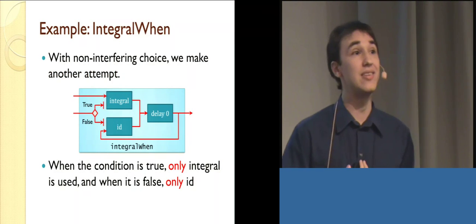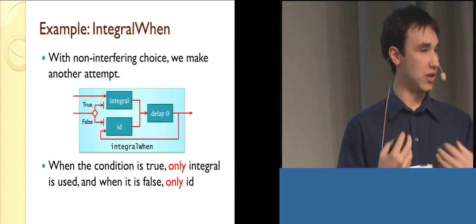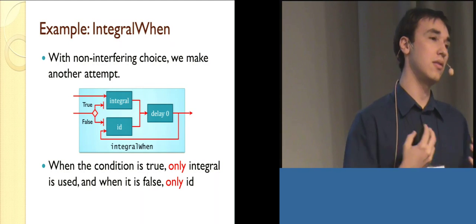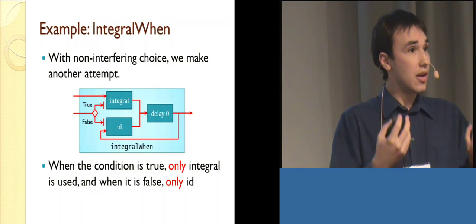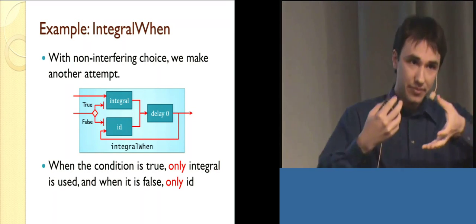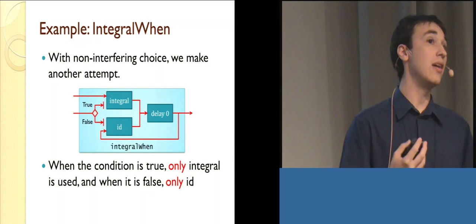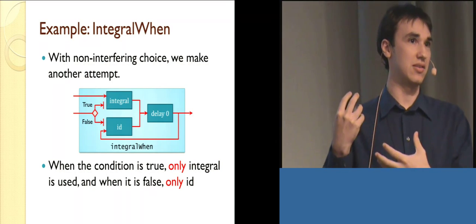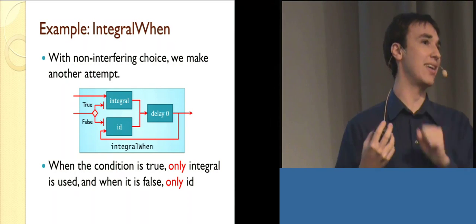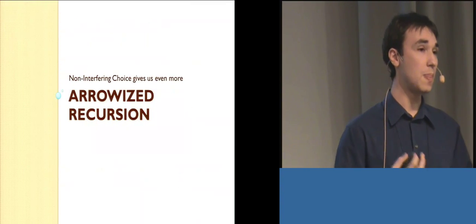So what can we do with this? Well, we can go back to the integral example. And now we can use arrow choice. When the condition is true, we activate the integral. When it's false, we don't. The integral runs and is active when it's true, and it's totally off when the condition is false. And unlike where traditional arrows might have a time leak due to this, because the integral is kind of semi-active in the background, with non-interfering choice, there is no leak.